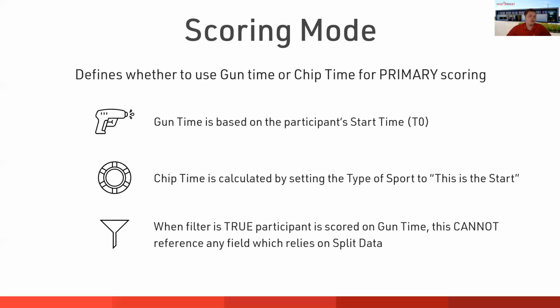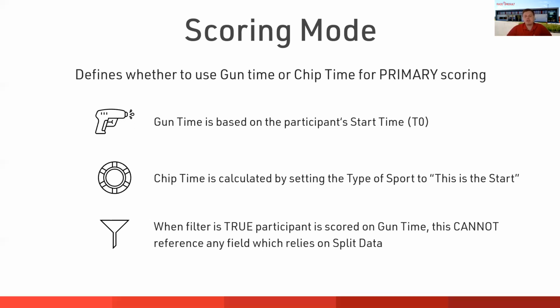Last but not least, you can also set a filter. And if that filter is true, the participant will be scored on gun time. If that filter is not true, the participant will be scored on chip time. So for example, if you want to score top 10 participants on gun time and everyone else on chip time, you can use that filter. But, and this is really important, this must not reference any field which relies on split data or on any detections. So it must not reference a dynamic field. It needs to reference a fixed field, like for example, in a checkbox additional field, because otherwise you will end up with a circular reference, and that may lead to even more issues with your file.